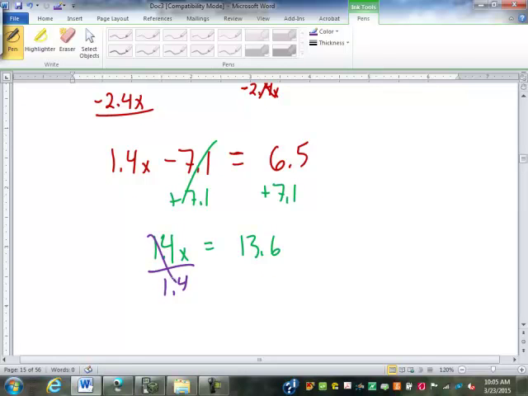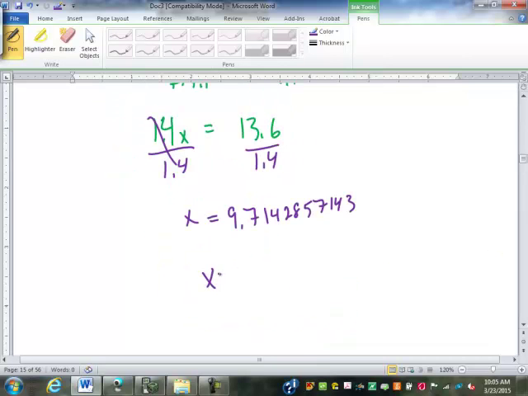So we divide by 1.4. x is going to equal 9.7142857143 approximately. See, I thought that's something. Oh yeah, I am just showing off. So x equals 9.71. I gotta have a little fun. Oh, dang it. We got it exact.